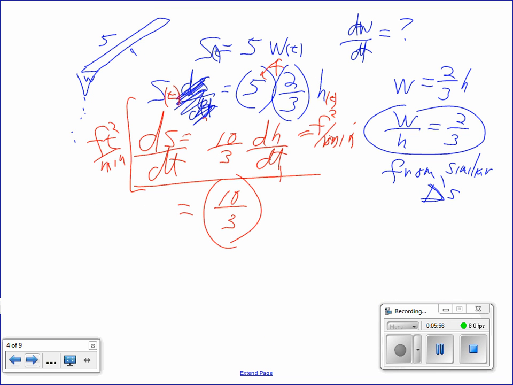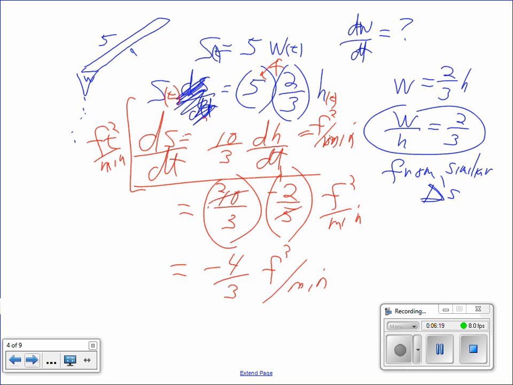Okay, minus 2/5. And this is all going to be feet squared per minute. So this whole thing's going to be what? That's going to go to a 2. It looks like it's going to be minus 4 thirds feet squared per minute. Okay, that is going to be dS/dt.